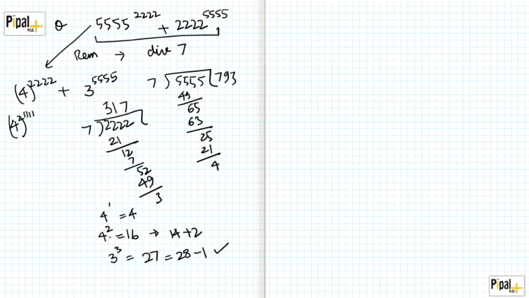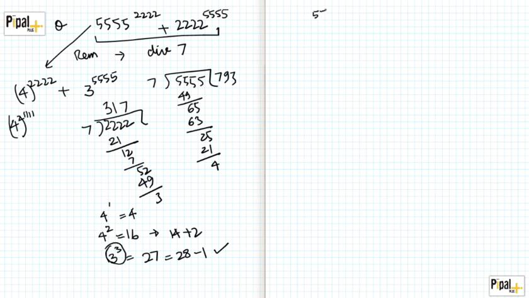Actually, what I could also do here is 4 cube is 64, right? Which is 1 unit away from 63. So I could have done that also, but let's continue with this thought. So we'll convert 3 to the power 5555 into 3 to the power 3 form, right? Just like we did in the previous example.